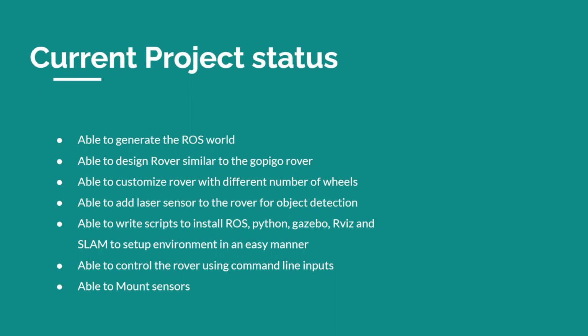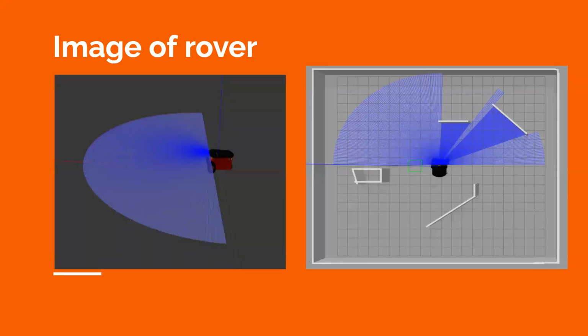We were also able to come up with scripts that could easily install ROS, Python, Gazebo, Rviz, and SLAM, thereby making the setup of the environment pretty easy for the user. And we were also able to control the rover using command line inputs. Based on the inputs provided by the user in the command line, the rover would move in that particular direction. And we were also able to mount sensors on top of the rover. This is a small image of how the rover looks in our environment.